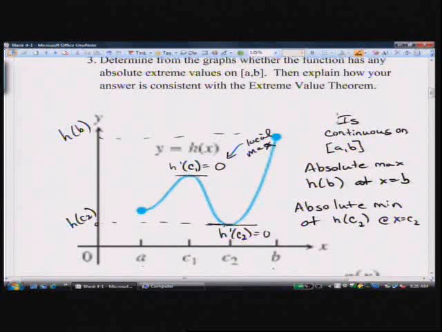This one turned out to be an absolute min because we had a closed interval. Well, at something like the b point, the derivative wouldn't be 0. That's right. But because you have a closed interval, you always have to check your endpoints. If you knew the function, you would find the y value at a, at c1, at c2, and at b. Then you would pick the highest as the max and the lowest as the min. Do you see what I'm saying?